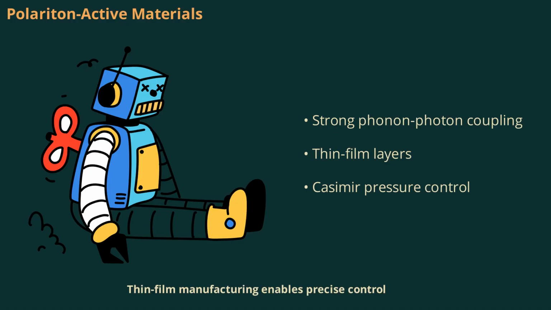Thin film manufacturing enables precise control over Polariton dispersion and Casimir active multilayers. By adjusting field bias and cavity spacing, the system can modulate vacuum pressure and enhance propulsion efficiency.